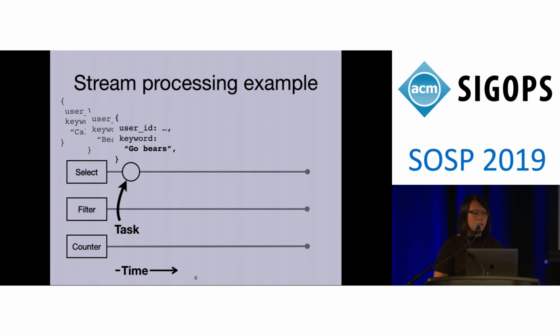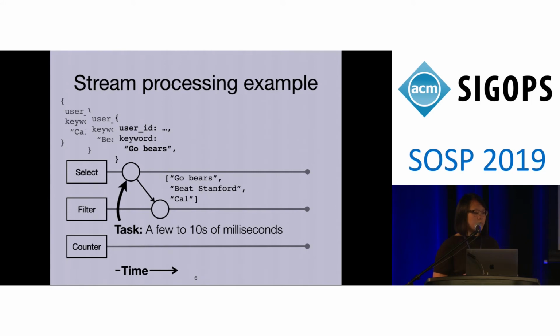So one thing to note here is that because the end-to-end latency is so low, the tasks here are also very short. So they may take only a few to tens of milliseconds. And here, tasks can also create more tasks. So we might create another task on the filter operator that includes the extracted keywords.